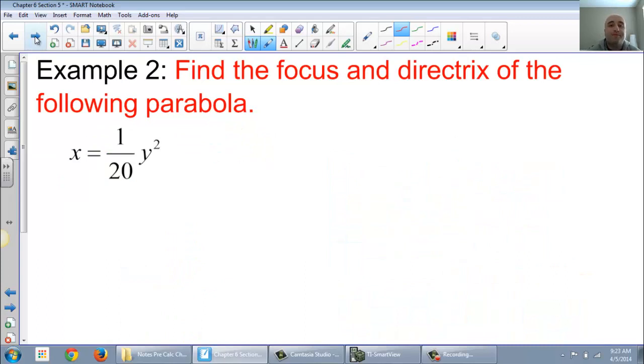All right, so example 2. It says, find the focus and the directrix of the following parabola. So this one is an x equals a positive number. So this one's x equals positive. So let's draw our graph real quick here.